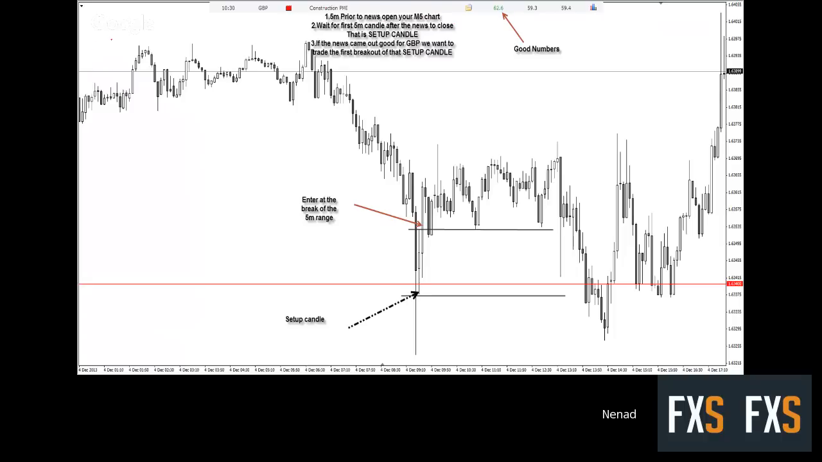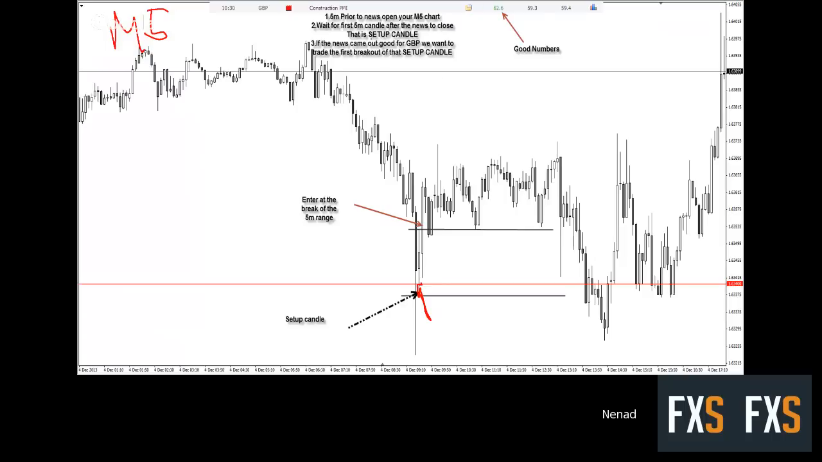Okay, this is pound dollar M5 chart. And this is an old example, but it serves the purpose. Wait for the first 5-minute candle after the news to close. Okay, so that is the setup candle. So this candle here is the setup candle. Now you need to wait for the setup candle to close.